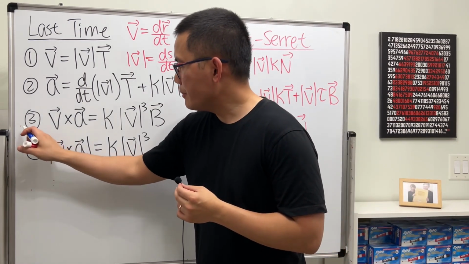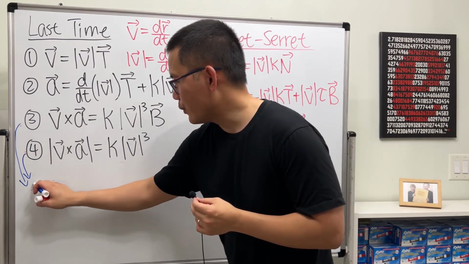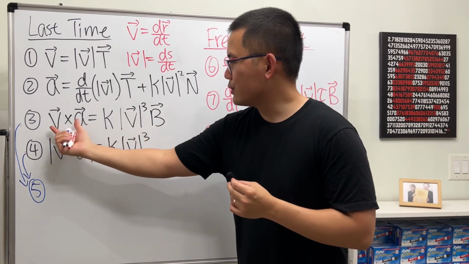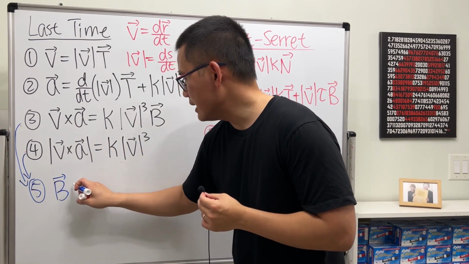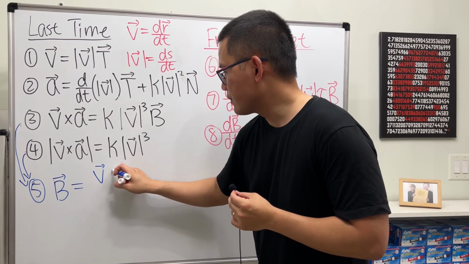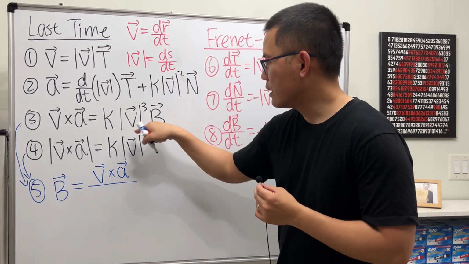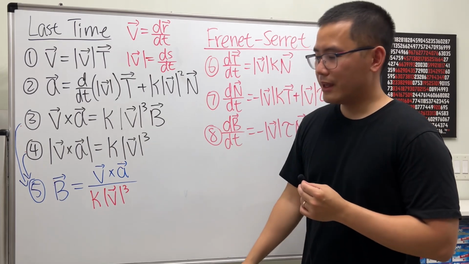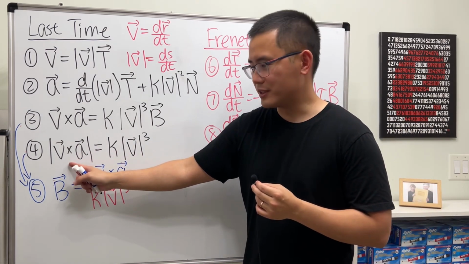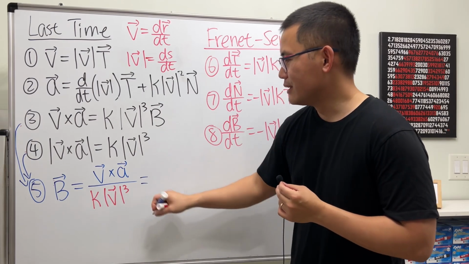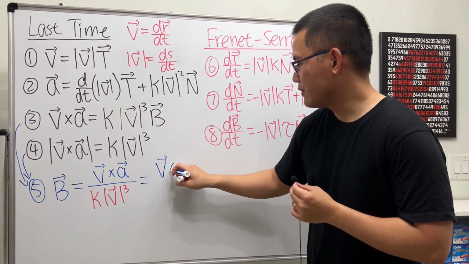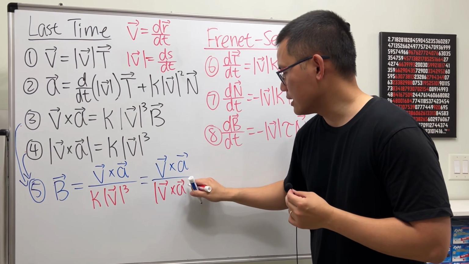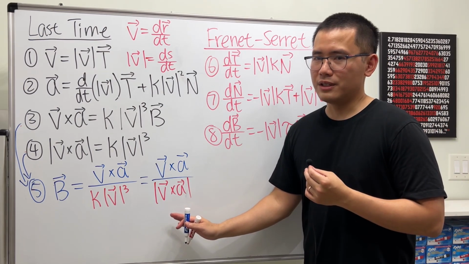Now, check this out. I'm going to combine 3 and 4 together. That's how we are going to get the 5 and 6, 7, 8. Look at this, I will divide this to the other side. So the unit binormal vector is equal to the velocity cross the acceleration over the curvature kappa times the speed to the third power. But this right here, from number 4, we saw that is equal to the magnitude of that thing, right? So it's just velocity cross A over the magnitude of the velocity cross the acceleration. And this is one of the things that we'll be using later on too.